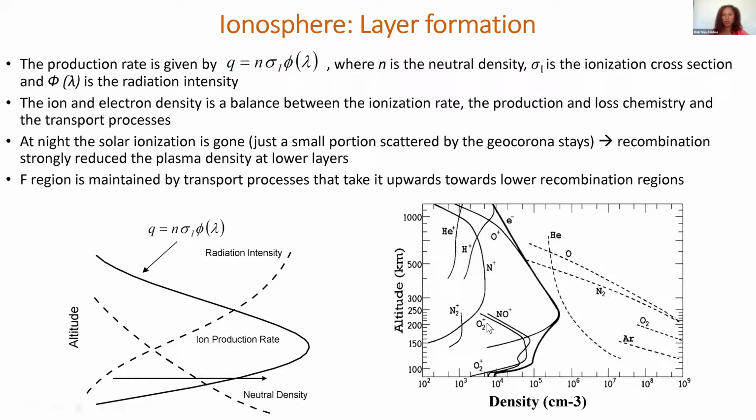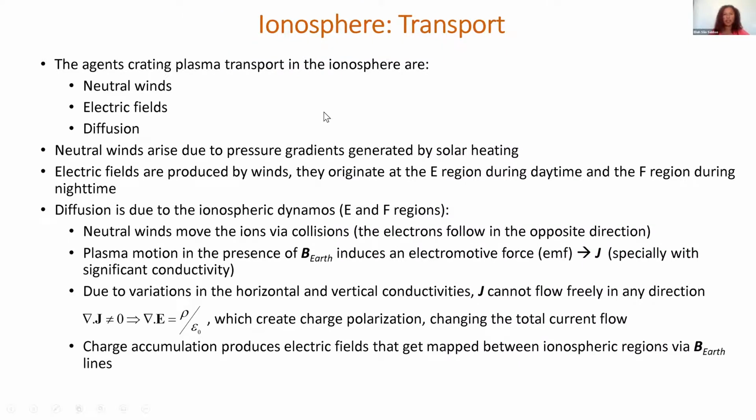Here we can see the vertical profiles of the density of several ionized species that are produced due to these interactions that I just mentioned. So there is a lot of movement within the ionospheric plasma. Transport is an important parameter, and it's governed by three main agents. The neutral winds, which is movement of the neutral atmosphere, and they drag along the ions, and therefore the electrons follow in the proper direction, of course.